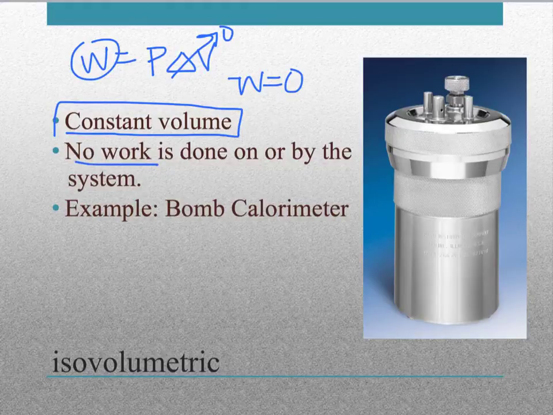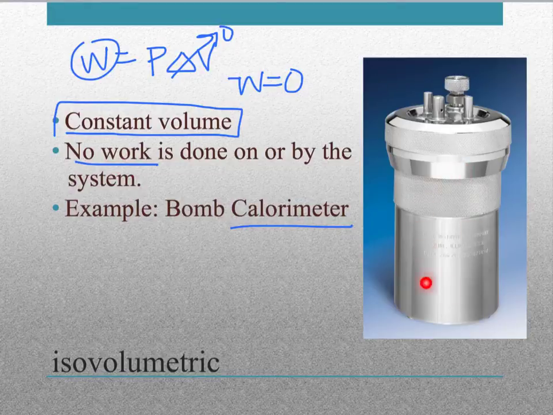An example of how this happens is we've talked about calorimeters before. And so here is a picture of what is called a bomb calorimeter. The reason it's called a bomb is because it can hold a lot of pressure inside of it without changing its shape. So this is a very solid structure. It won't change volume. It's a solid metal. And so we're able to do calorimetry experiments without worrying about any of the energy going into work by changing the volume of a system.